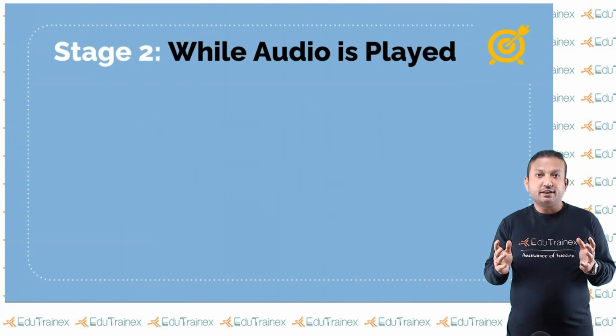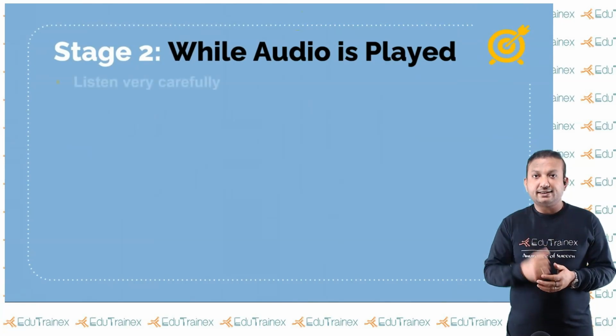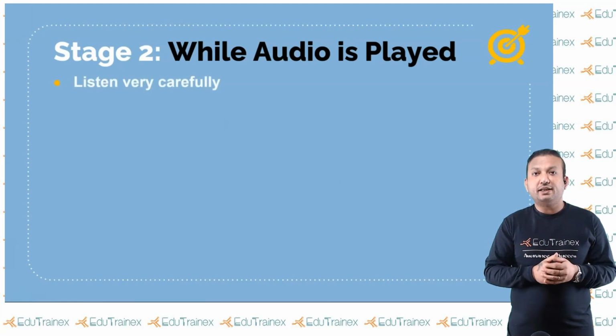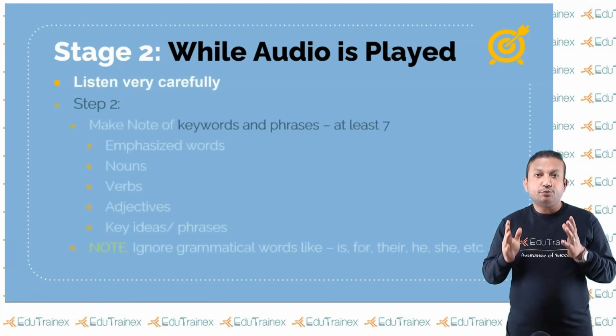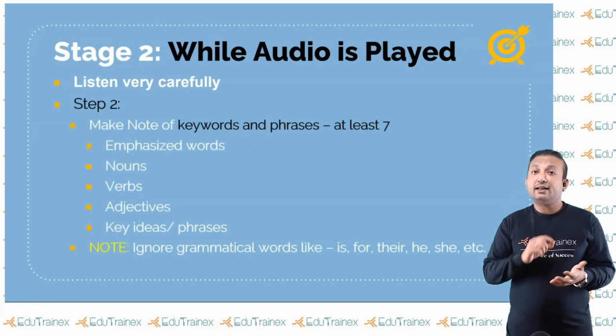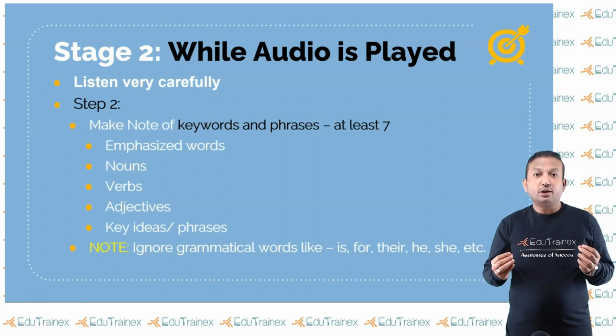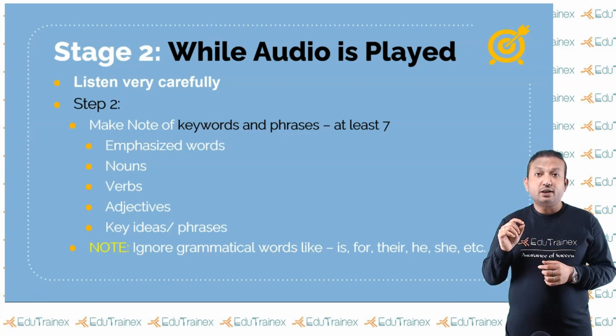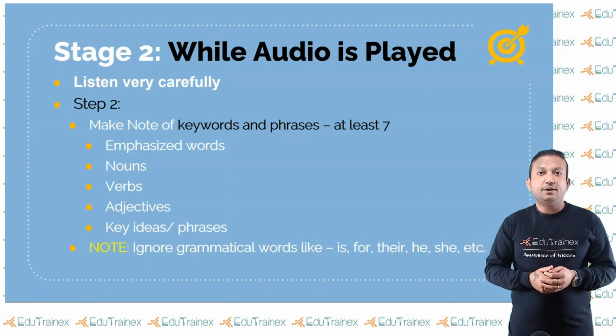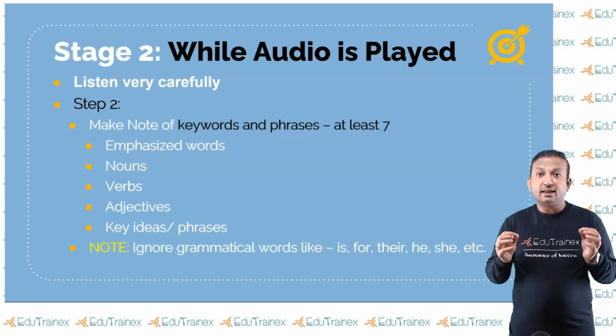So once you have prepared yourself, the step number 2 is the key step, which is while the audio is being played. During this step, it is very important that you listen very carefully and at the same time take down some notes. Of course, you won't be able to note down each and everything from the lecture, and don't even try that. The things that you should note down are the words or phrases that have been emphasized, and normally the words with meanings are emphasized, like nouns, adjectives, verbs, and so on. And you have to ignore the grammatical words like is, for, he, her, she, and so on.